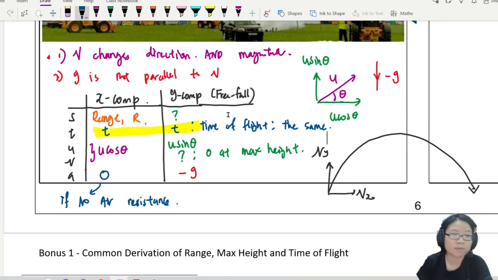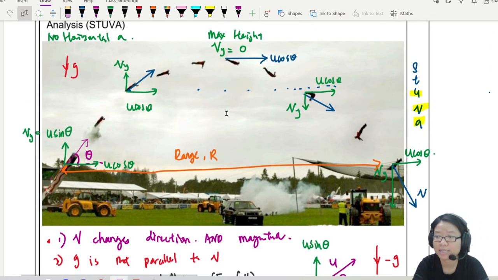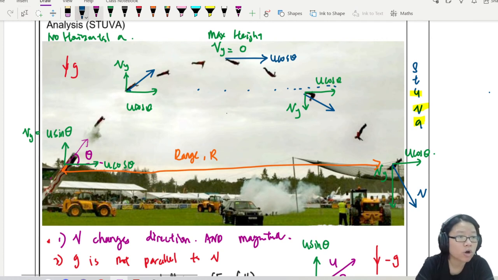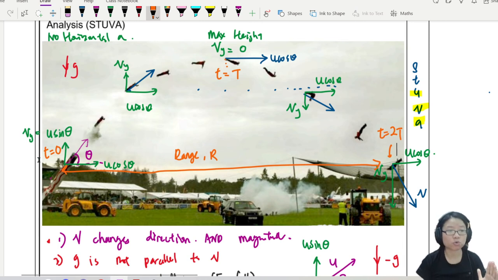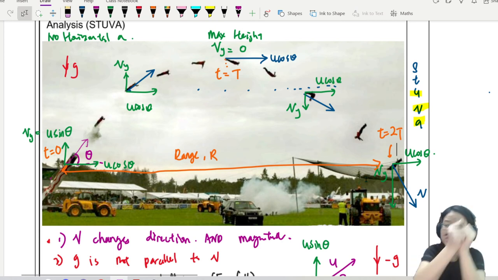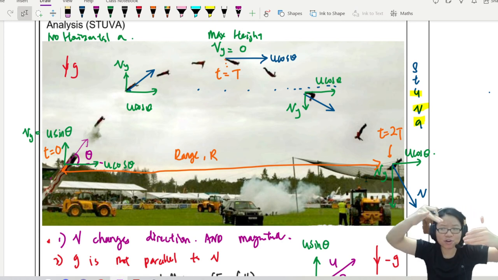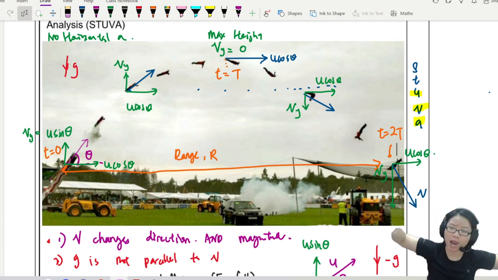The only thing I want to talk about with the time of flight is that this part is symmetrical. Okay, so right now, let's say we start off our motion here, t is equal to zero. At the maximum point here, t is equal to capital T. So by the time you reach here, t is equal to 2T, two times, because the time it takes for you to go up is the same as the time it takes for you to come down. Remember, this is like free fall, just stretched. Still the same free fall that you know from the previous case study, just stretched.